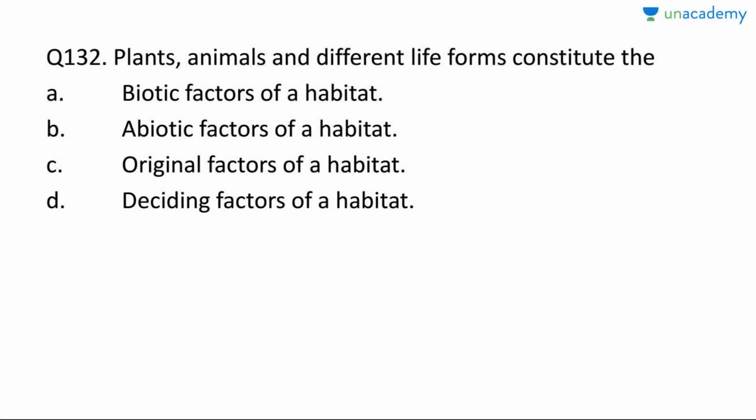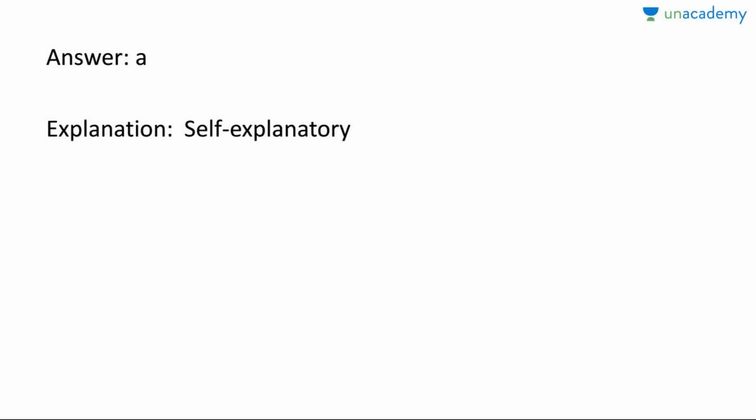Question number 132. Plants, animals and different life forms constitute which of the following? So they constitute plants, animals and different life. Life means bio. So no terms like that are coined. The answer here is biotic factors of habitat. So the answer to 132 is A, and it is pretty much self-explanatory. While other things like light, temperature, air, weather, rain, these are the abiotic components.